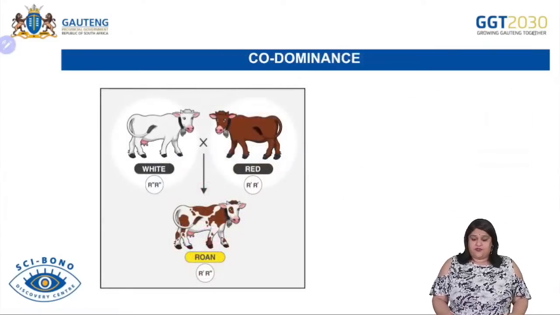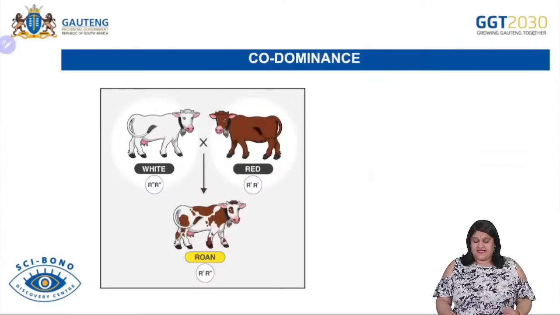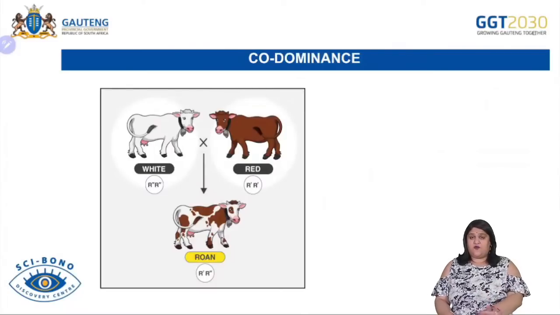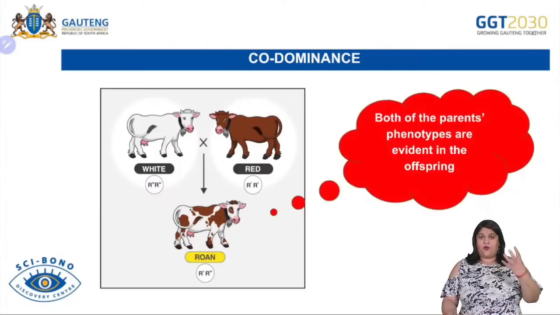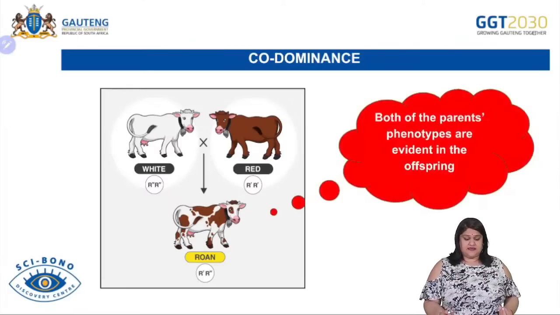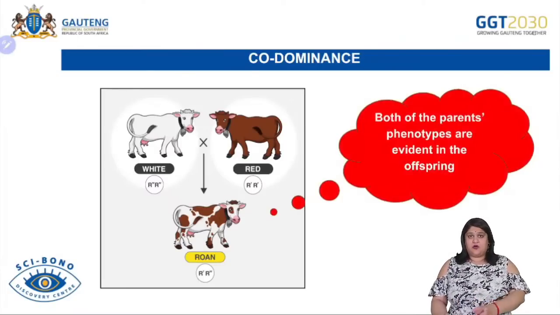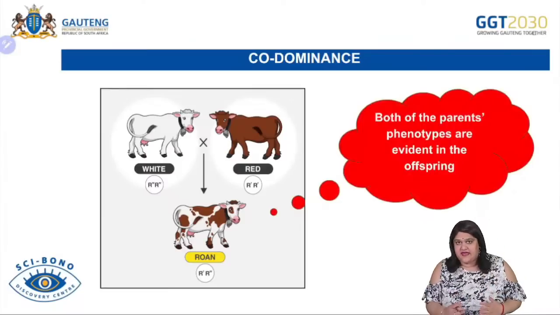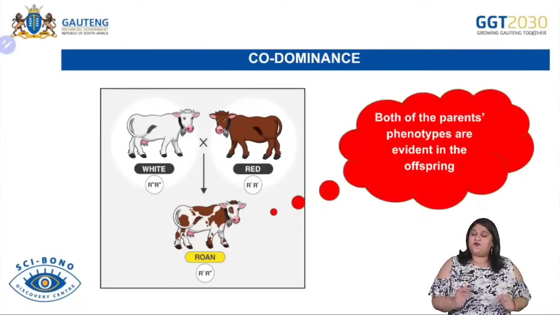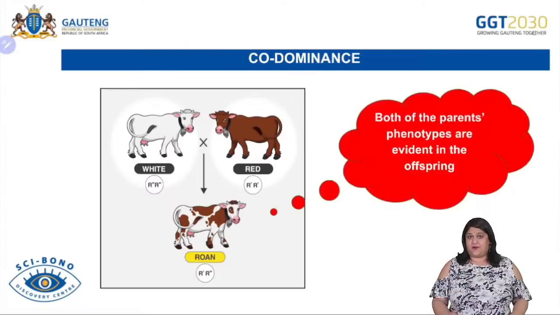Then we move on to codominance, right? When we have codominance, in this instance, we are also using different letters for the different traits. But here, both of the parents' phenotypes are evident in the offspring. So if we have a white cow and a red cow, in this case, we get a roan cow in the end. So we have this white cow with these red spots. You can see white there and you can see red there, and this means that both of these alleles are equally dominant.